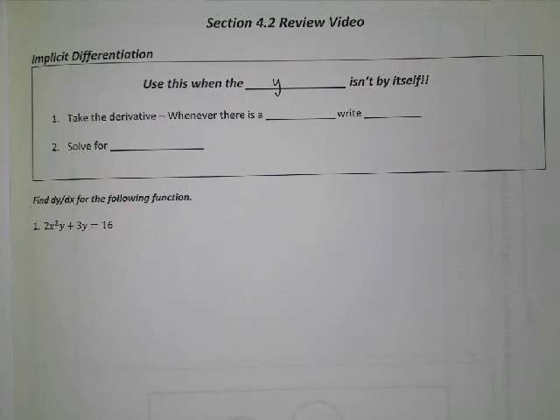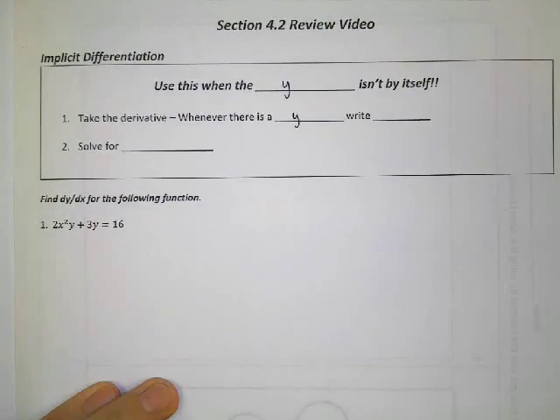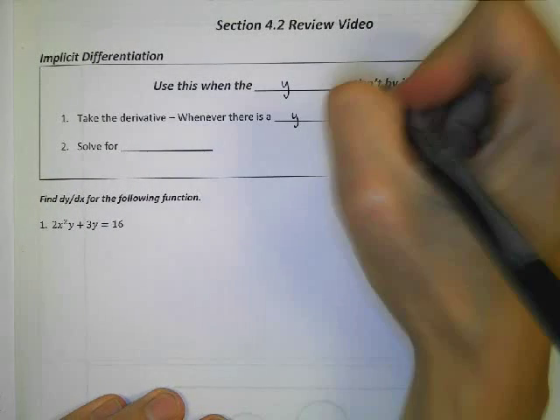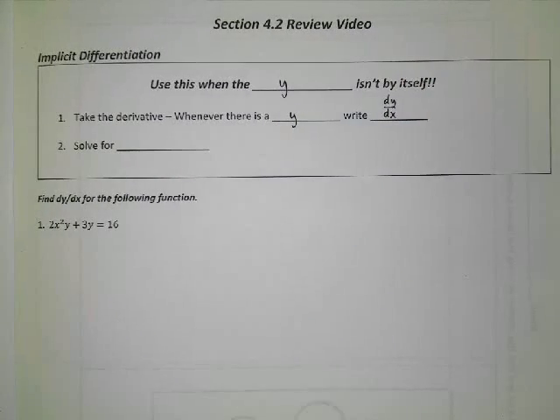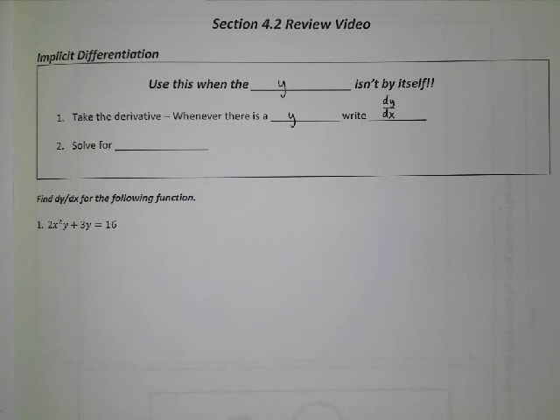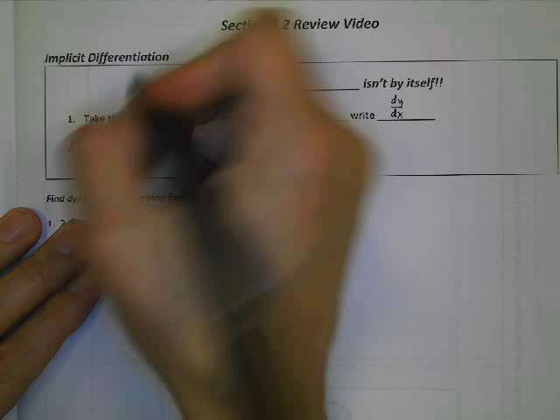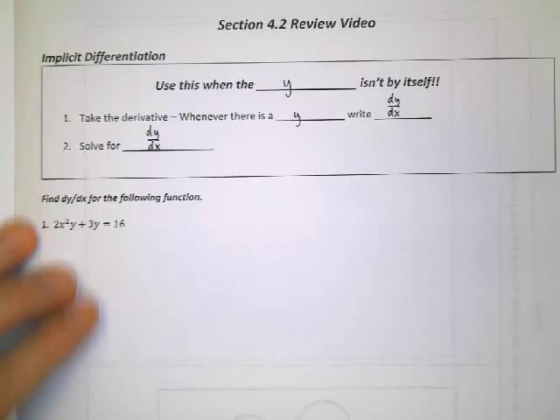Okay, so the idea is to take the derivative, and wherever we come across a y, we're going to differentiate that term as normal, but then we're going to write a dy dx because we know y represents a function, and that dy dx is kind of our use of the chain rule there. And so then once we've differentiated all of the terms, we're going to ultimately solve for dy dx.